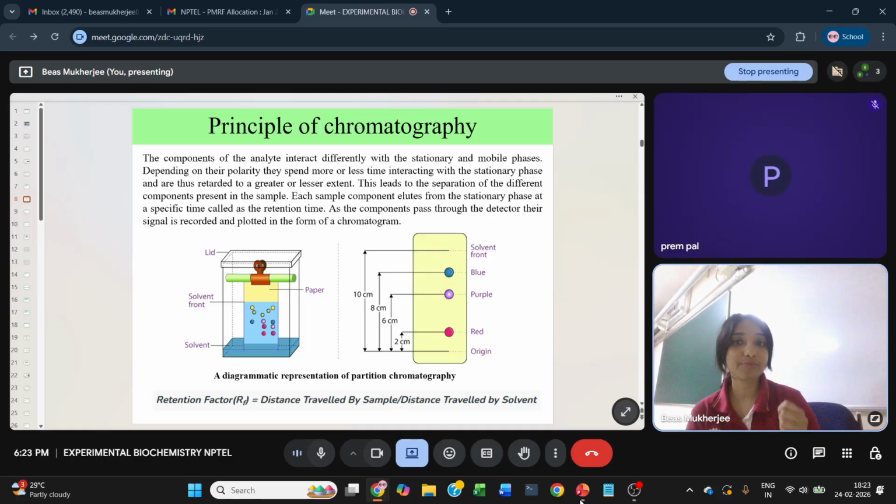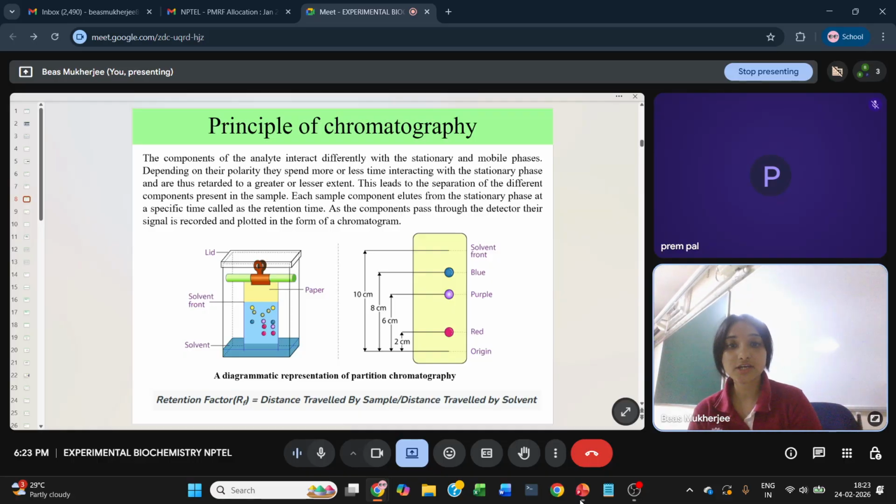So each sample component elutes from the stationary phase at a specific time called the retention time. So when it is coming out, that is its retention time, and as the components pass through the detector, their signal is recorded and plotted in the form of a chromatogram.